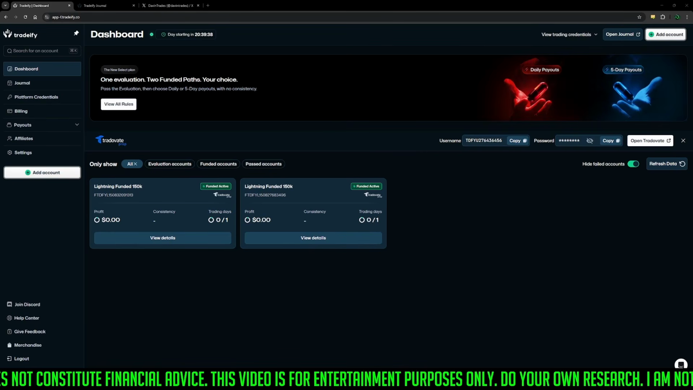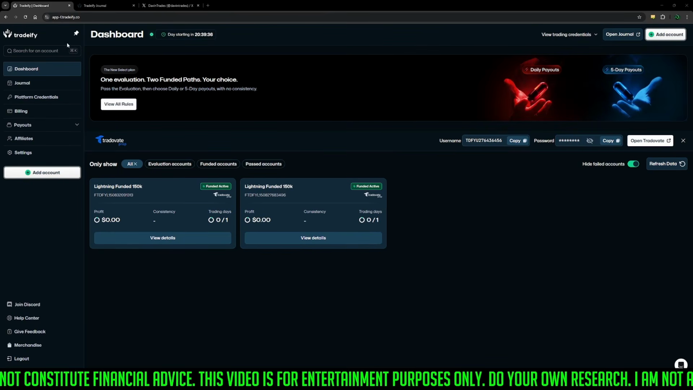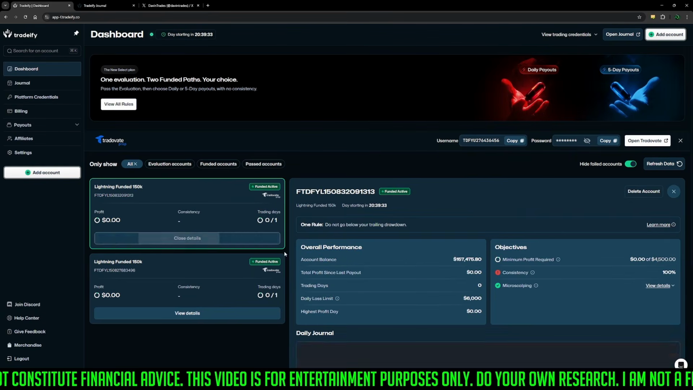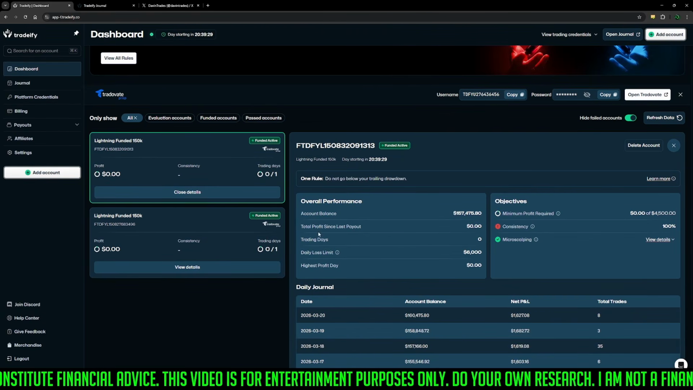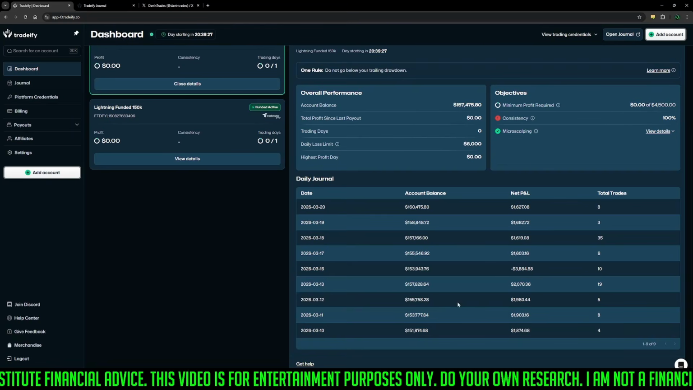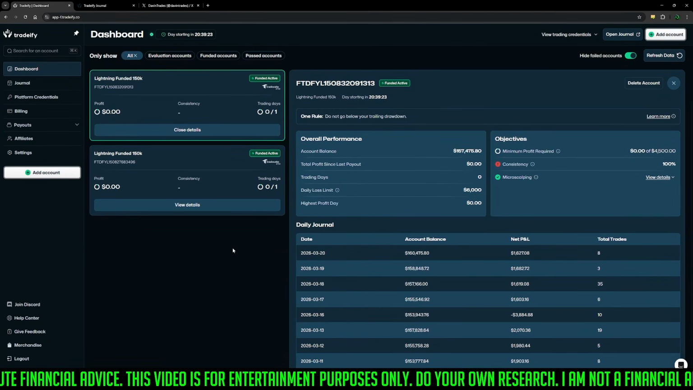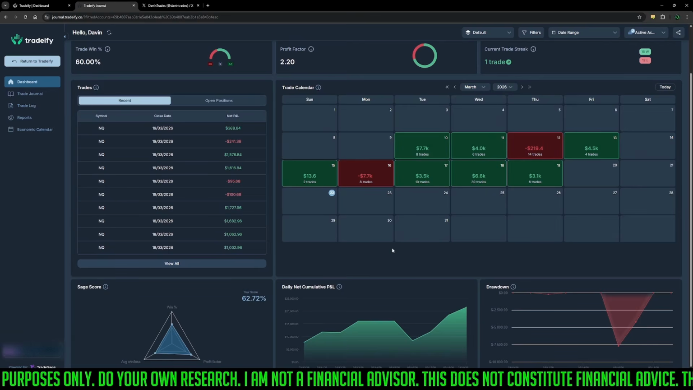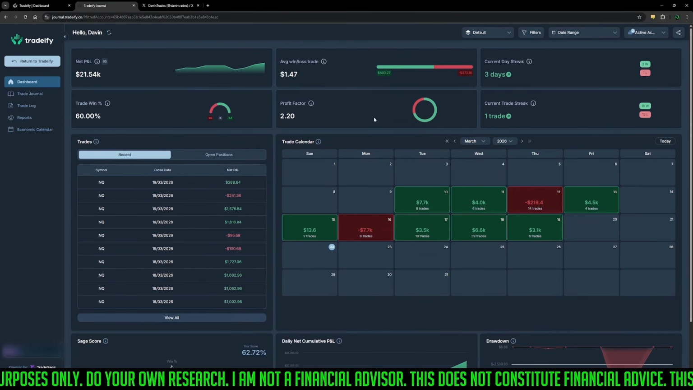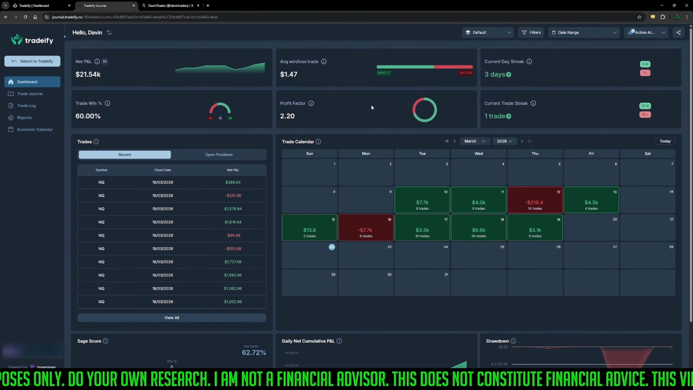So here you see my dashboard for my Tradeify accounts. I have two accounts here. They're both 150k Lightning funded accounts, and these were my statistics here. They kind of reset because I took the payout. And then if you go over to the journal, these are the stats of both the accounts.